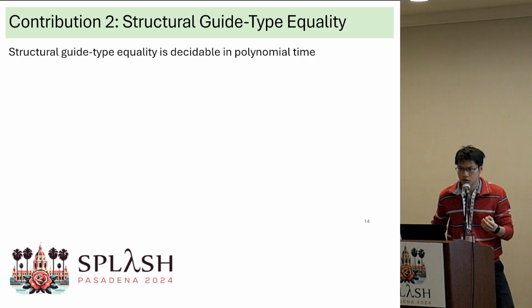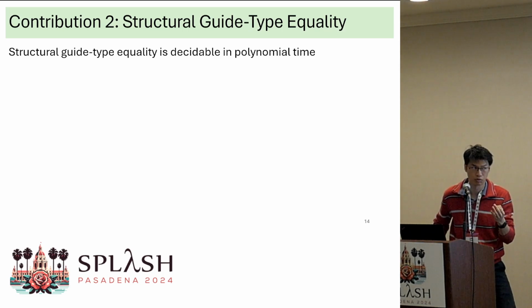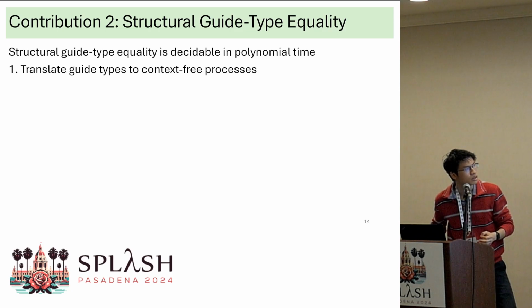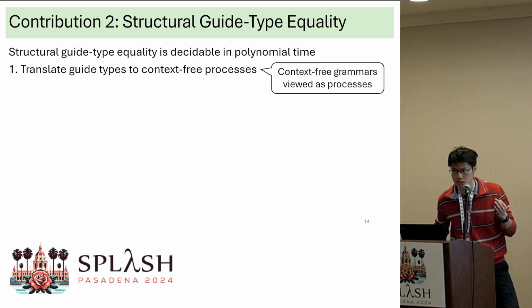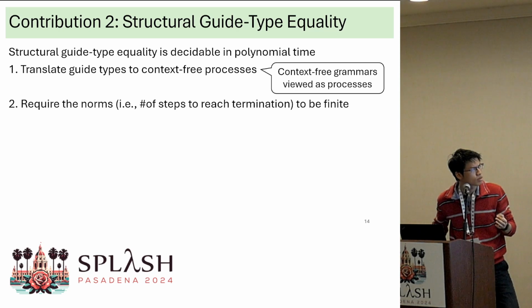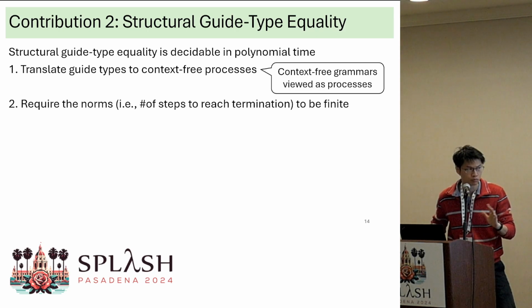So our second contribution in this work is to prove that structural guide type equality is decidable in polynomial time. To show it, we first translate guide types to context-free processes, which are basically context-free grammars viewed as processes. Next, we require that the norms, namely the number of steps to reach termination from any state in the guide type, to be finite. And this is a sensible requirement in the context of probabilistic programming because we expect probabilistic programs to eventually terminate and return finitely many samples instead of running forever as in networks.